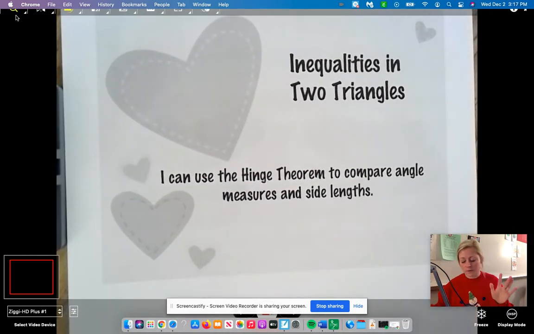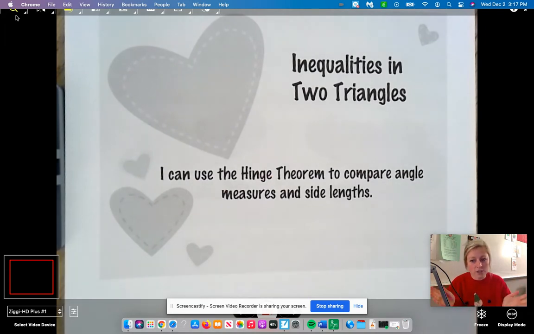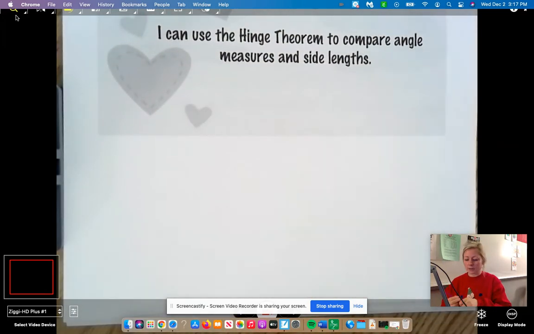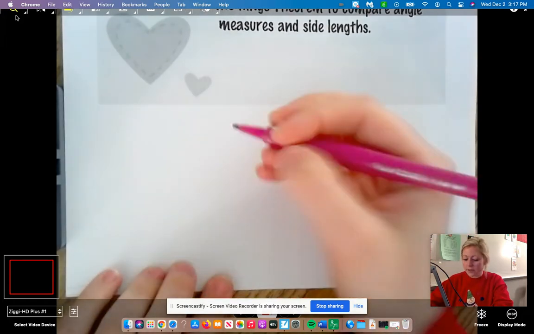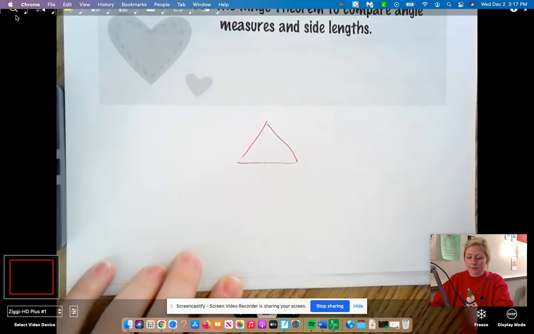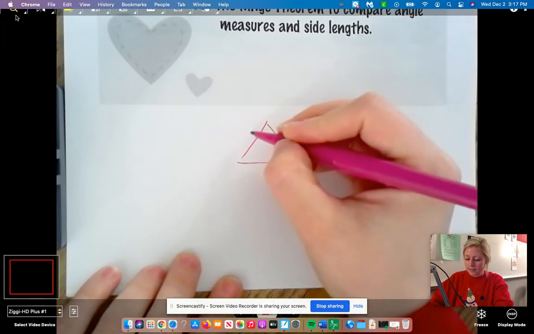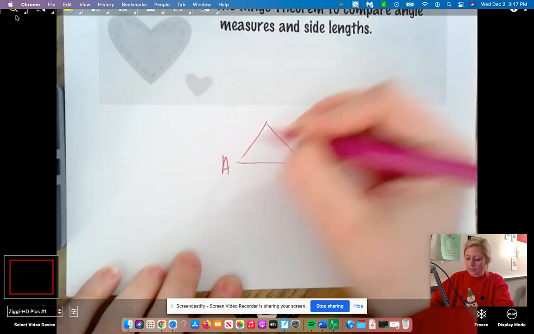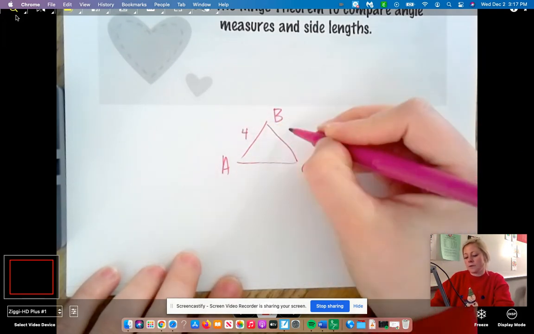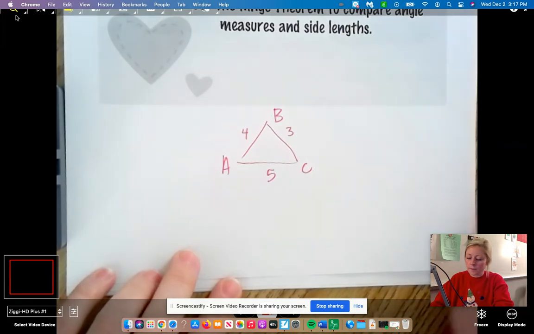So, the main idea today is you're going to use this thing called the hinge theorem to compare angle measures and side lengths of two different triangles. We've done something similar to this earlier in the chapter, but it was in one triangle. So if I just drew a quick example here, let's say we have this triangle with sides labeled A, B, and C, and let's pretend this is 4, 3, and 5, okay?